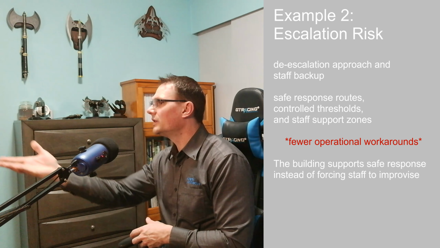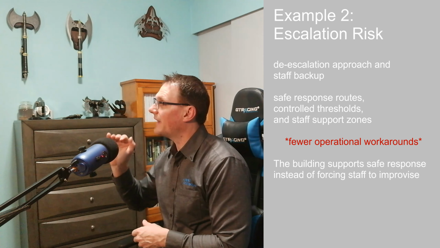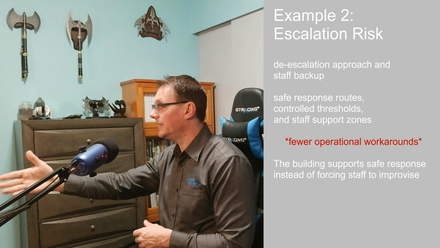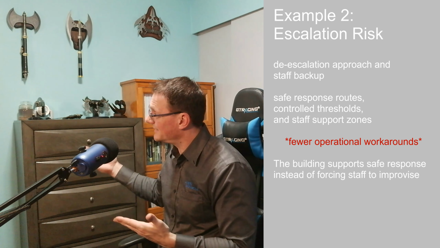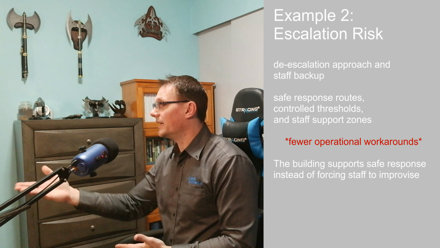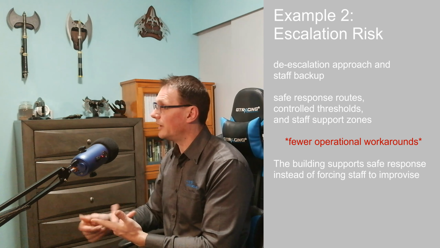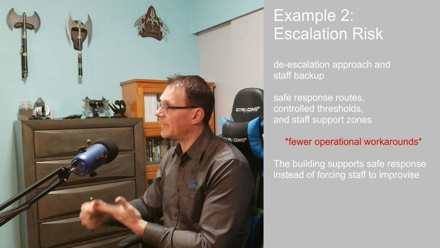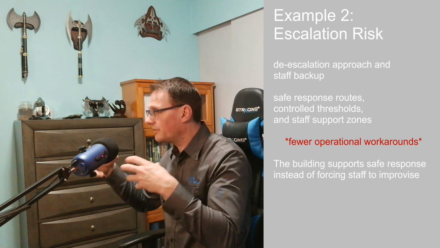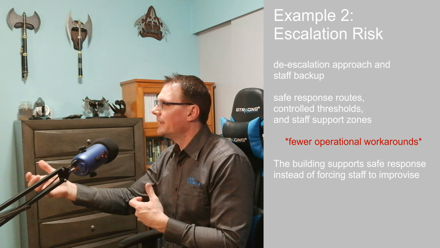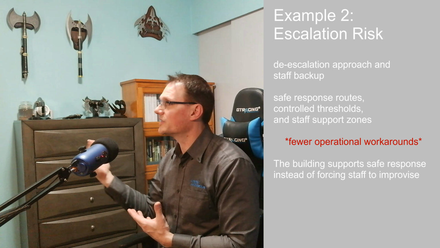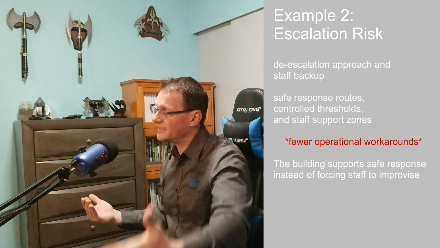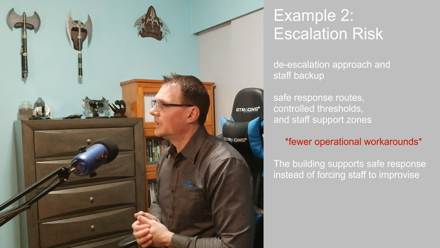Here's another scenario, escalation risk. If escalation is part of your reality, you need a clear decision about your de-escalation approach and staff backup. The design implications are safe response routes, controlled thresholds, and staff support zones positioned for fast help. The outcome is fewer operational workarounds. The building supports safe response instead of forcing staff to improvise.